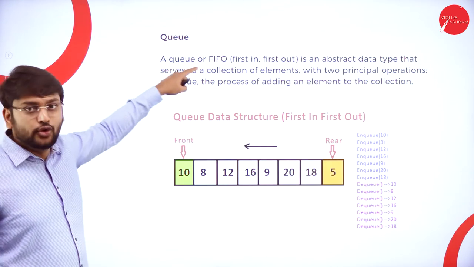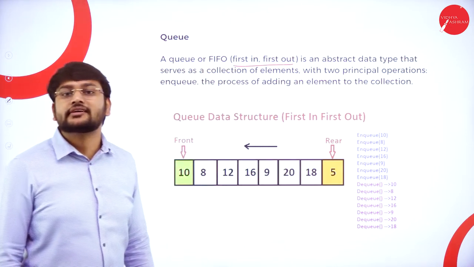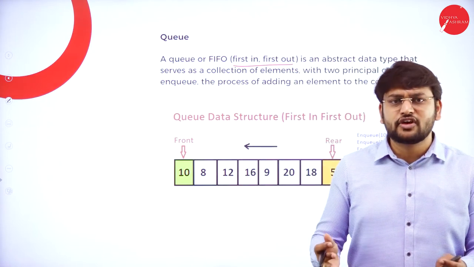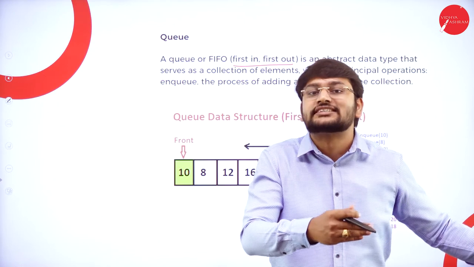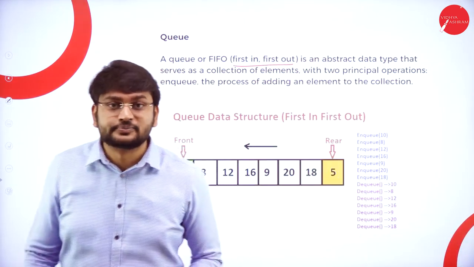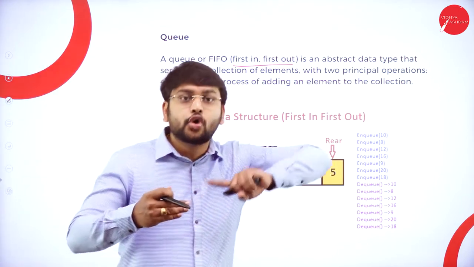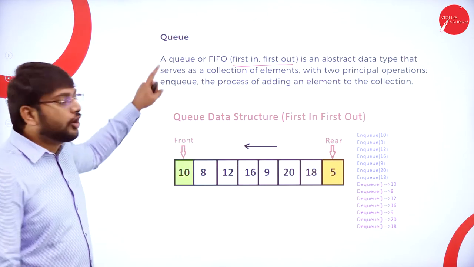So, guys, a queue follows first in, first out. What is the principle it follows? First in, first out. What is the meaning of it? Those who come first into the line will go out first. That is what you need to remember, opposite to the stack. I repeat, those who enter the line first will go out first. That is the speciality of a queue.